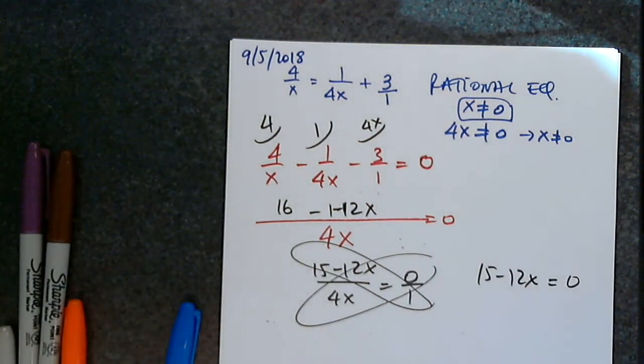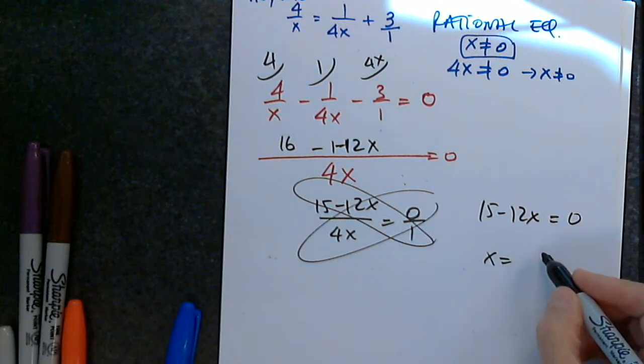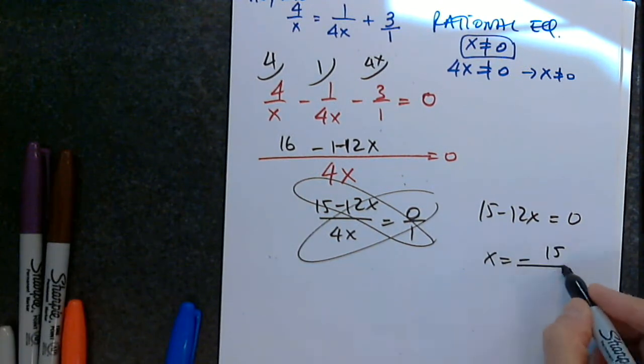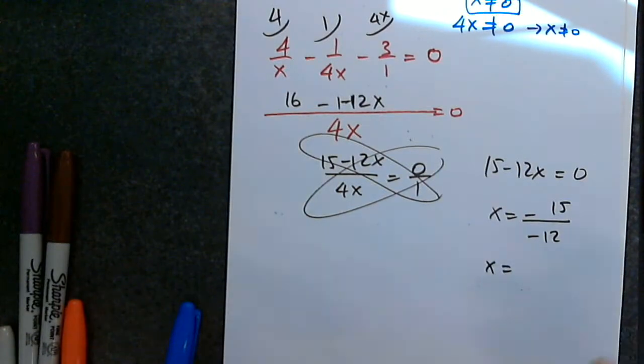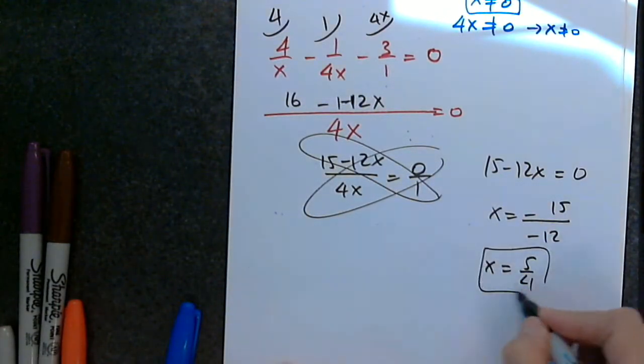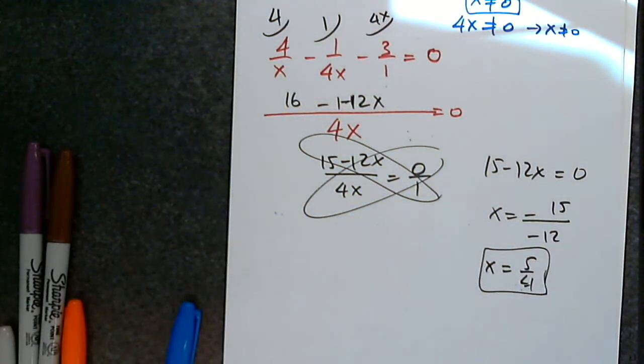Now this is a linear equation. I move 12 to the other side and divide by negative 12 and I'm done. So x will be negative 15 divided by negative 12 because I move 15. So I will simplify by 3 and I get 5/4. I get it. So this is the key.